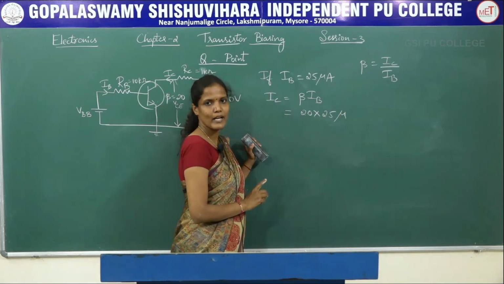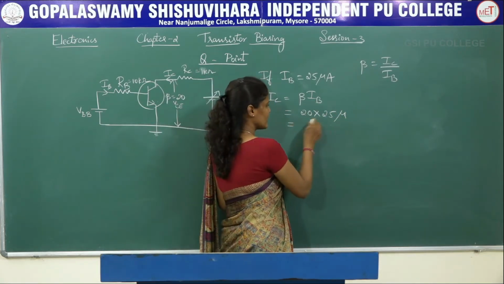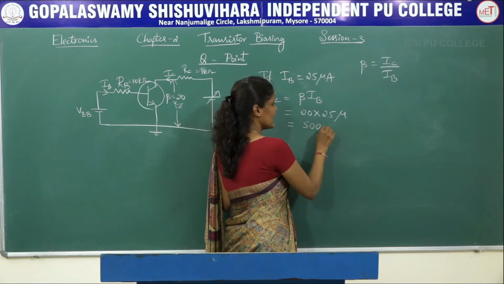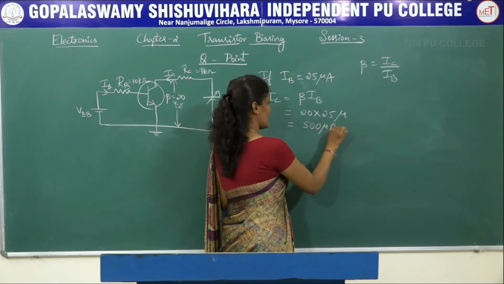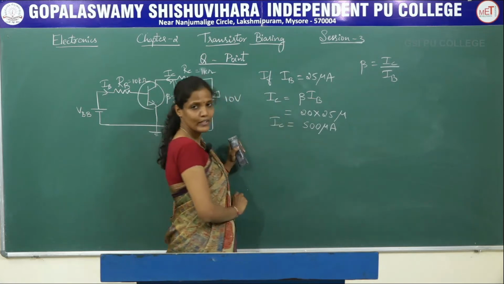25 micro means 10 to the power of minus 6. So 25 twos are 50, 500 microamps. So this is the IC value.